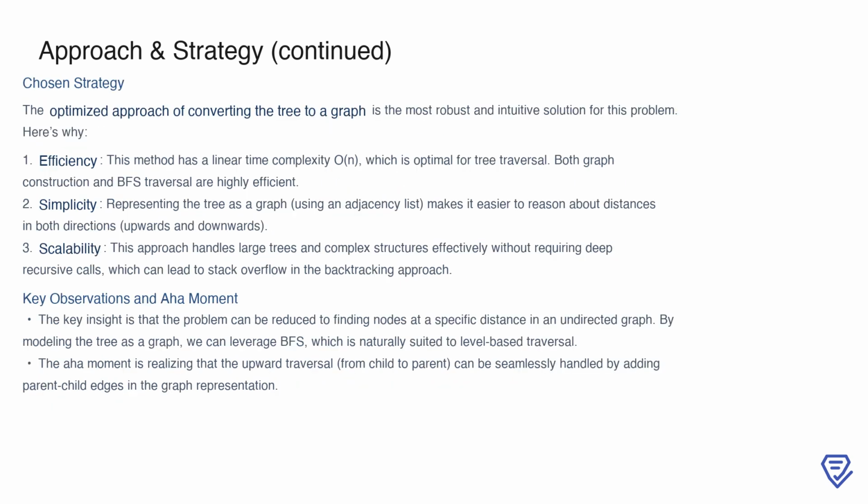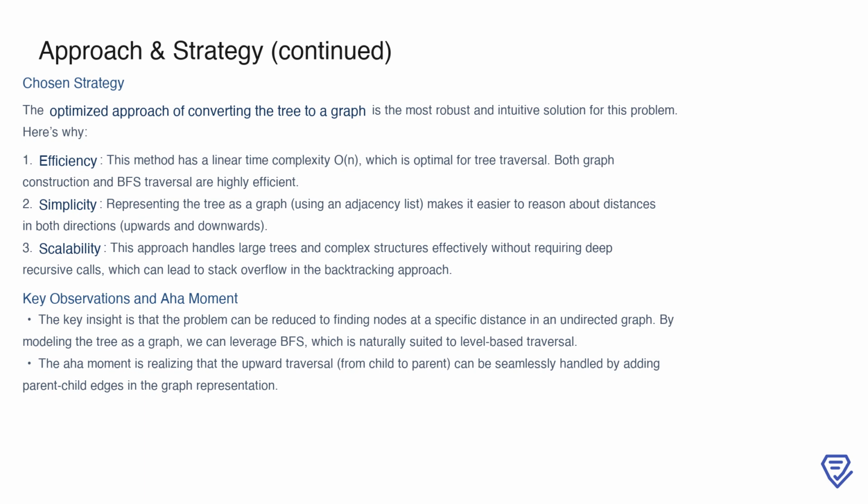The graph-based approach stands out as the most robust and intuitive solution to this problem. Its efficiency, simplicity, and scalability make it the preferred choice. With a linear time complexity of O(n), this method ensures that both graph construction and BFS traversal are optimal. By representing the binary tree as an undirected graph with an adjacency list, we simplify the problem of finding nodes at a specific distance. This representation allows us to easily handle both upward and downward traversals, which would be more complex in a purely tree-based approach.